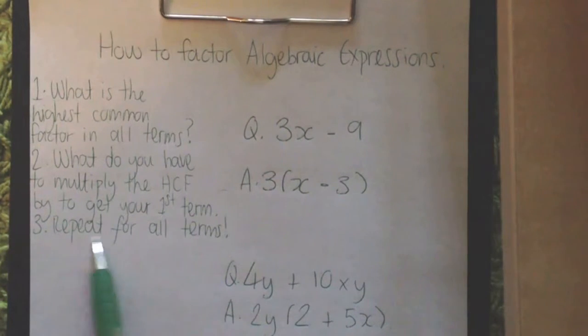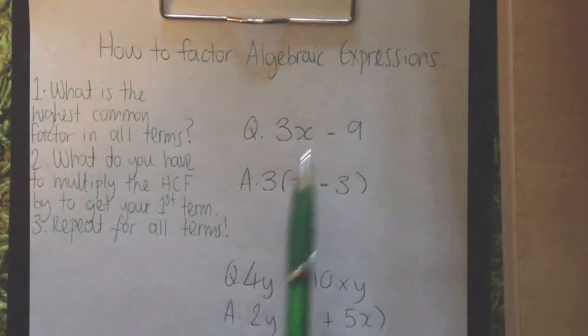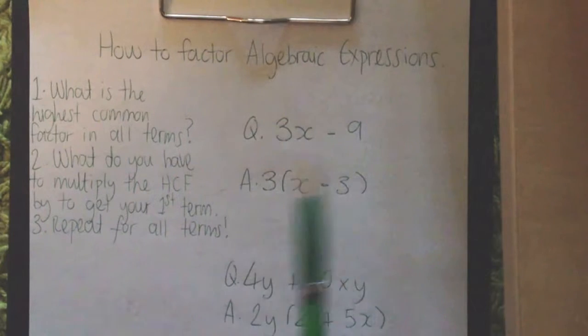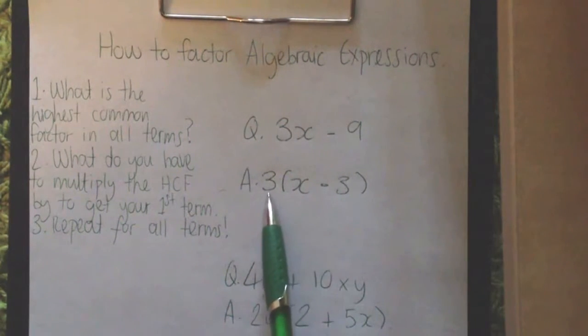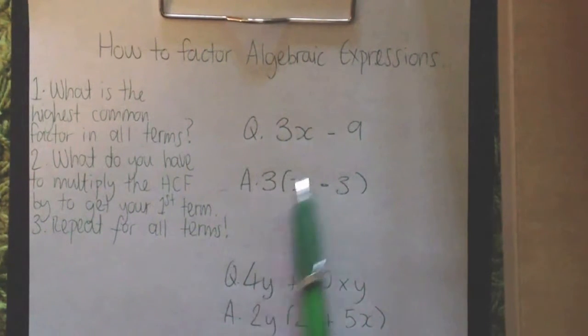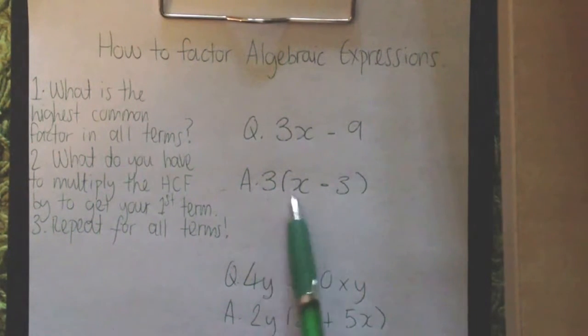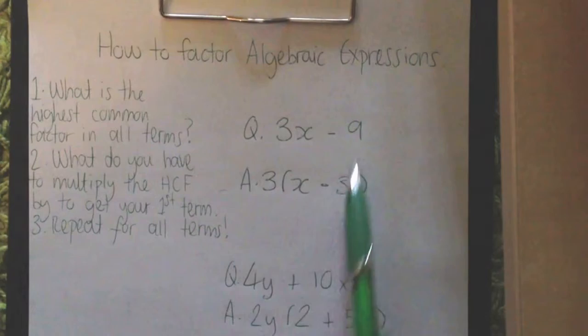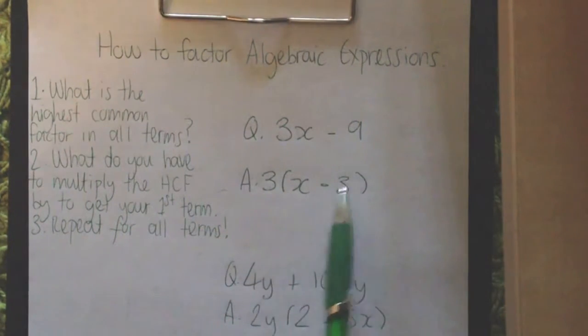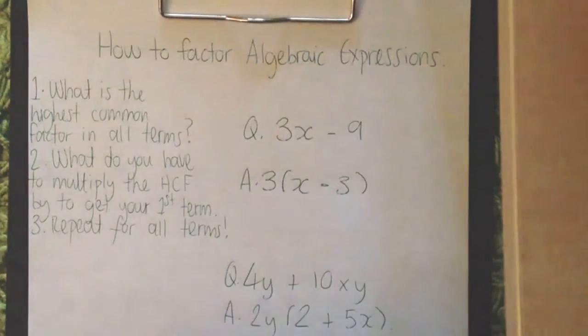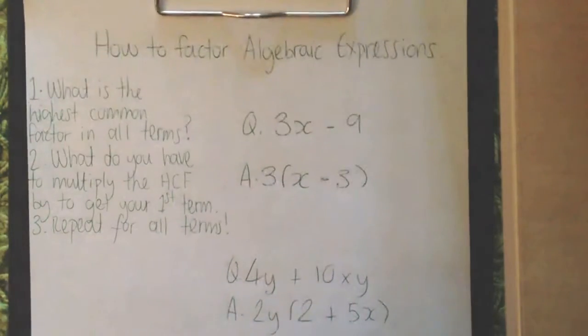And then step 3, repeat this for all the terms we have. So if we've got 2 or 3, we just repeat this. So next we look at 3. What do you have to multiply 3 by to get to negative 9? Well, 3 multiplied by negative 3 gives us negative 9. And that's that. So let's look at another example.